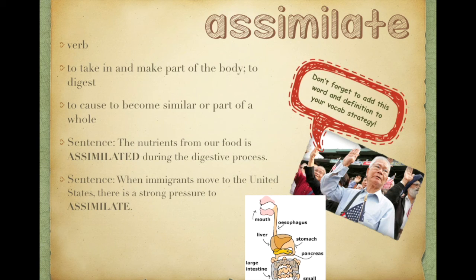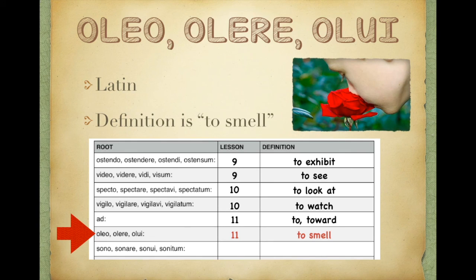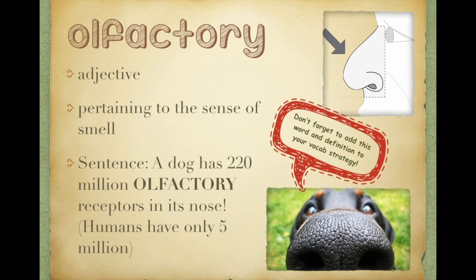We're actually already moving on to another root. This root is olfac, and it means to smell. And again, this is lesson 11. There are 2 words that we're going to learn in this lesson that use this root. The first is olfactory. This is an adjective. It's a describing word, and it means pertaining to the sense of smell. So it's a word that's used to describe anything that pertains to the sense of smell.